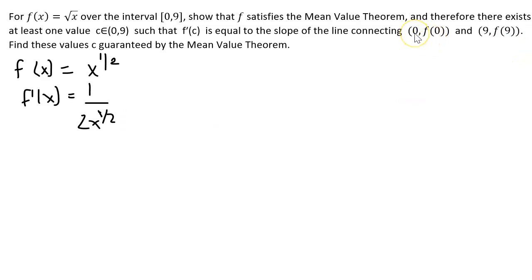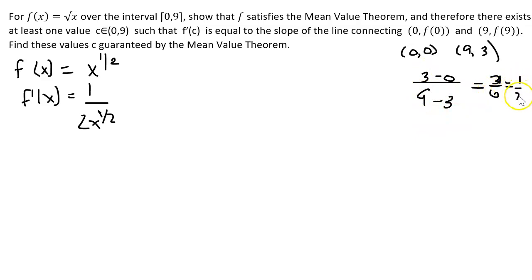Then we need to know the slope from 0, f of 0 to 9, f of 9. So let's evaluate f of 0. If you plug in 0, the square root of 0 is 0. And if you plug in 9, the square root of 9 is 3. So the slope is going to be 3 minus 0 over 9 minus 0. Oh, sorry, I'm already simplifying. 3 over 9, which is equal to 1/3.